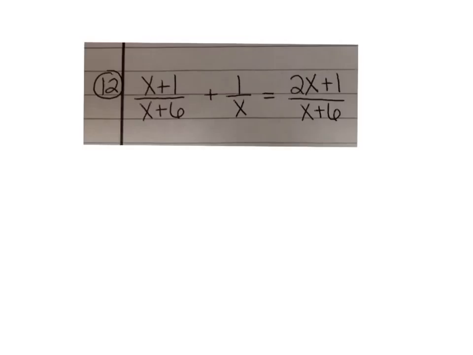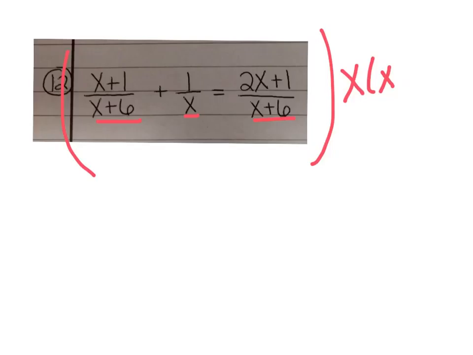Okay, here's number 12 from our review. And we are solving for x on this one, and we have fractions, so we do need a common denominator that we can cancel out our denominators. So if we look here, we have an x plus 6, x, and x plus 6. So we are going to use x times x plus 6 as our common denominator.